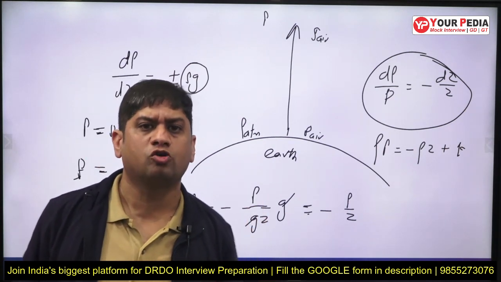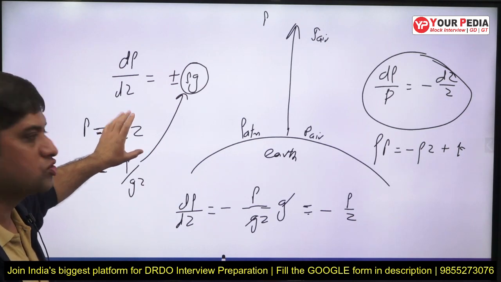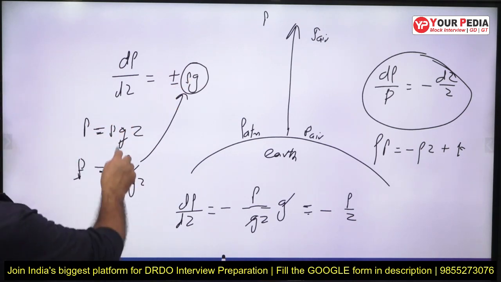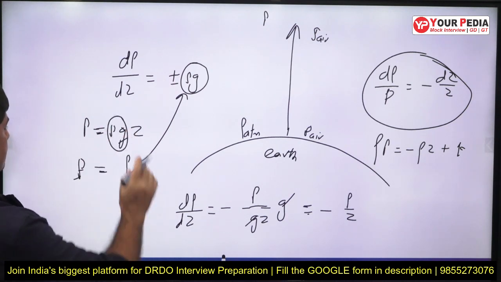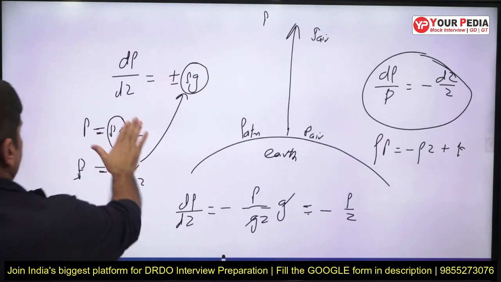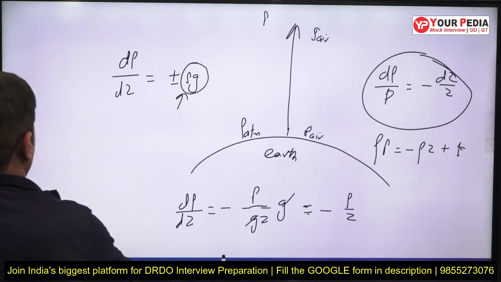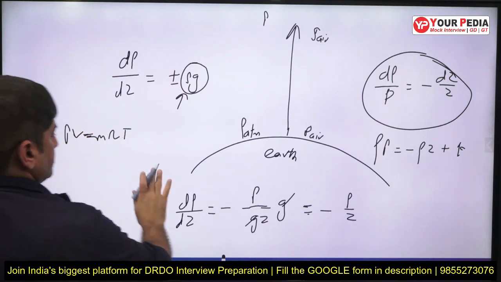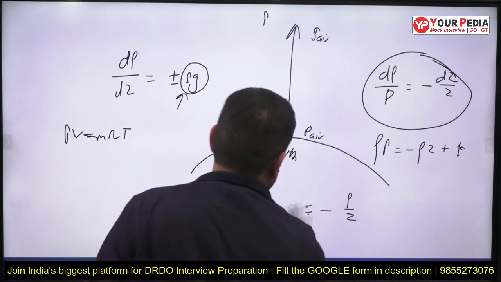So if you assume air to be an ideal gas, you will have to use the ideal gas equation. Sorry, this is not the right expression, you have to use PV is equal to MRT. I'm sorry, I made all these mistakes. So this is not the right expression.